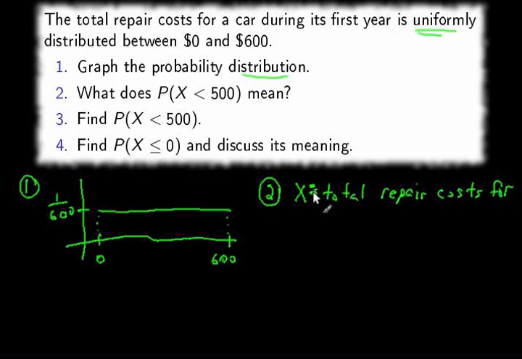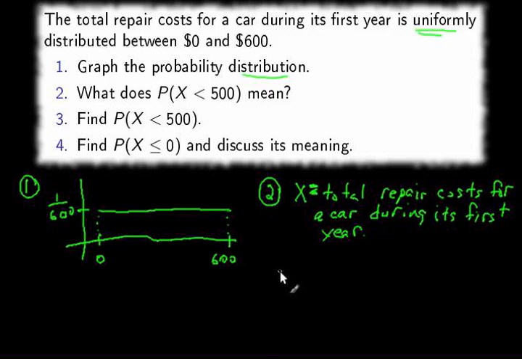That's an equal sign there. So x is total repair cost for a car during its first year. Now that expression has some meaning, because now it means the probability, P for probability, x, the total repair cost for a car during its first year is less than 500. So that's exactly what it means. It's the probability that the total repair cost for a car during its first year is less than $500.